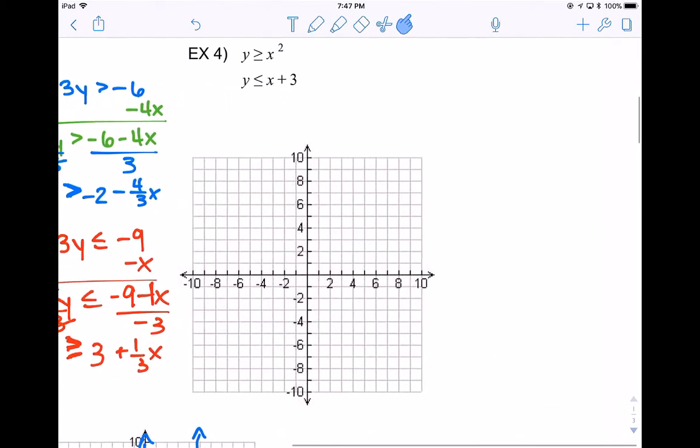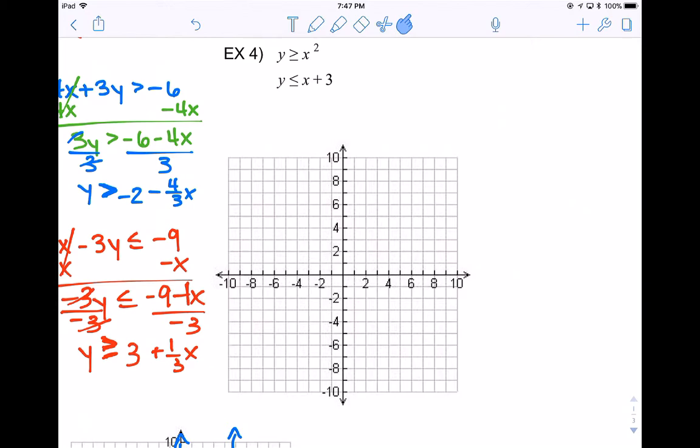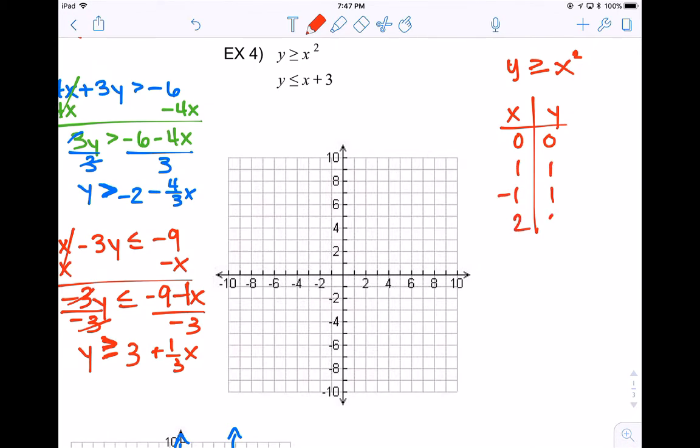All right, next one. Another set of inequalities, but this time we have a parabola and a line. So for our parabola, we've got y is greater than or equal to x squared. You can use your calculator to help you find some points if you want. This is just the parent function of our parabola. So that means we have a point at 0, 0, 1, 1, negative 1, 1, 2, 4, and negative 2, 4.